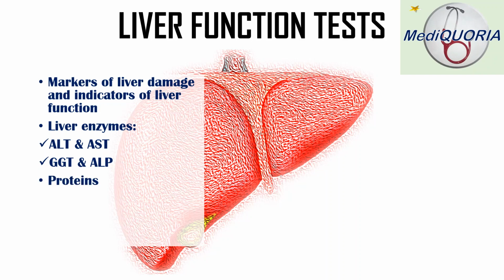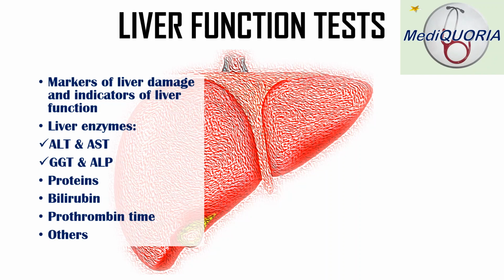Tests also include a measurement of the total level of proteins in serum. This may give an insight into the synthetic ability of the liver. We also measure the total level of bilirubin in serum. This measures the ability of the liver to eliminate bilirubin from blood and to secrete it in bile. We also measure prothrombin time. This measures the ability of the liver to produce the different clotting factors.